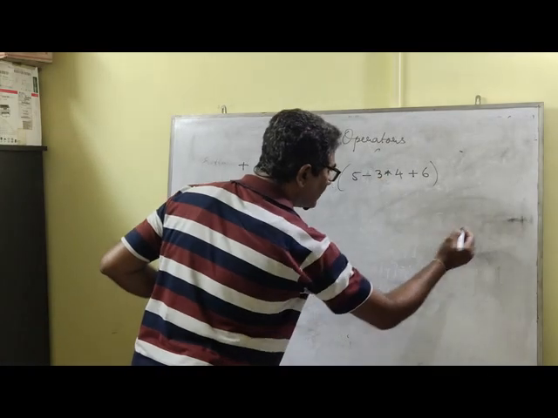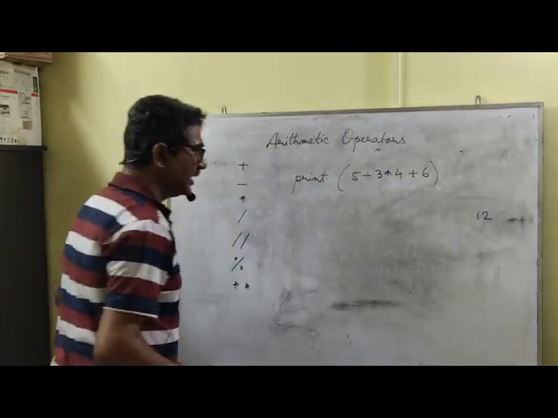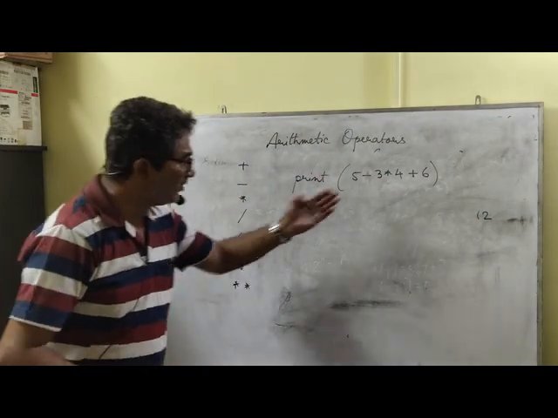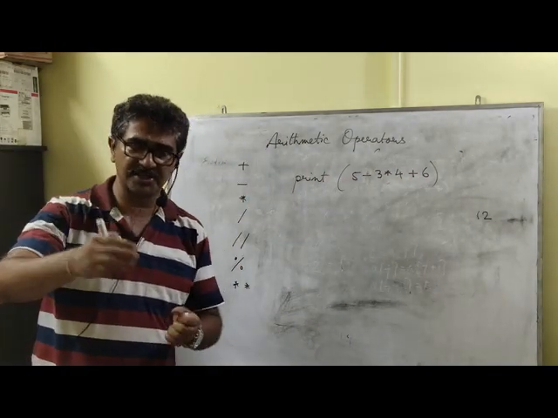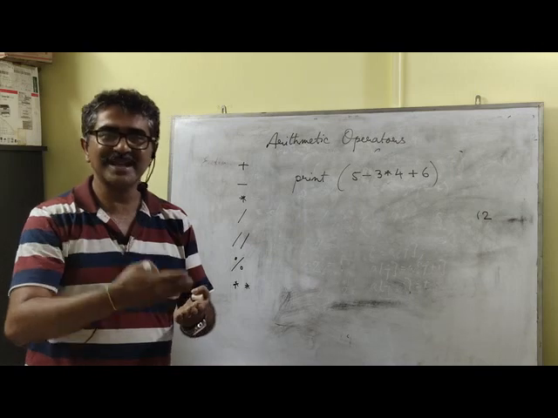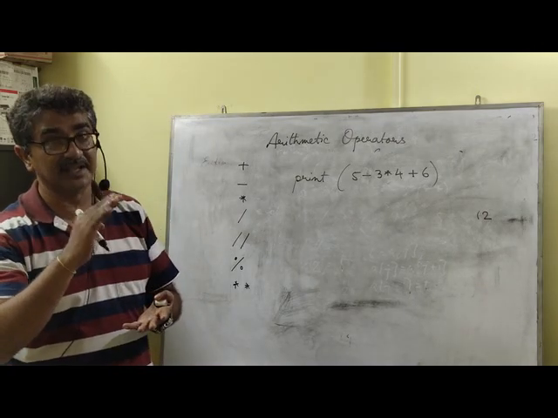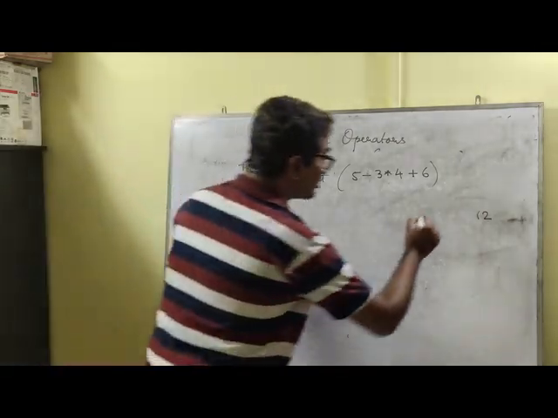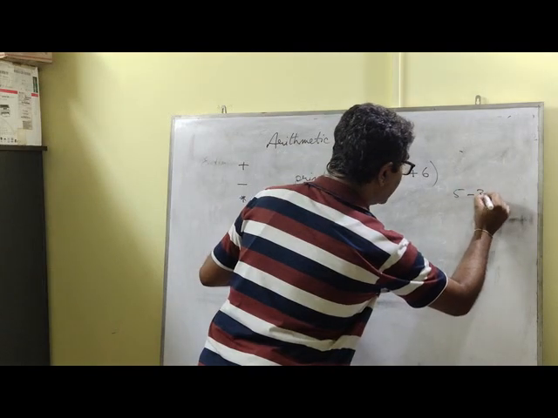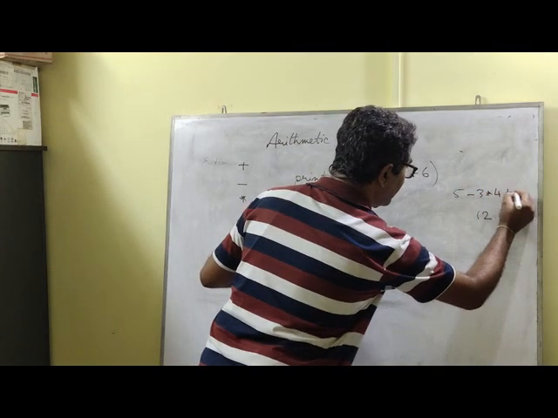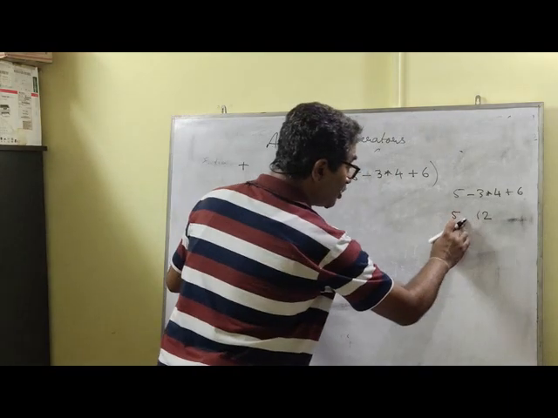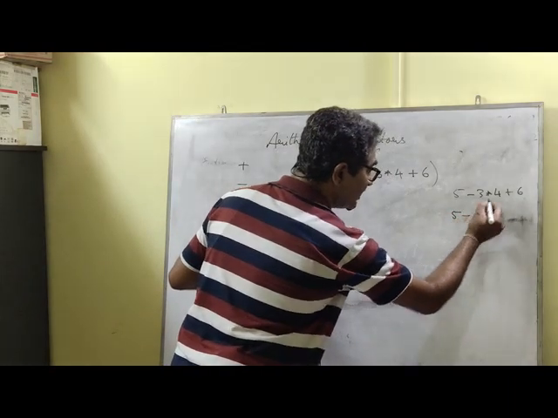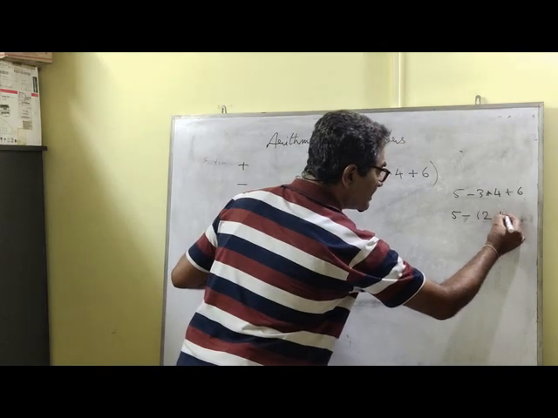So that means 3 into 4, that comes to 12. Now what do we do? We have addition also, we have subtraction also. But we know that in Python, plus and minus are given the same priority. So you have to keep these in mind. Look at the way I am going to evaluate. You see, step by step. Do not jump. 5 minus 3 into 4 is 12 plus 6.